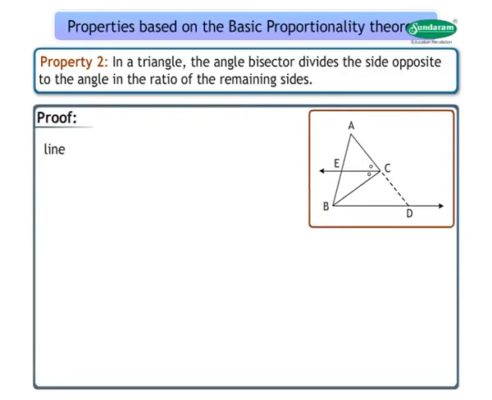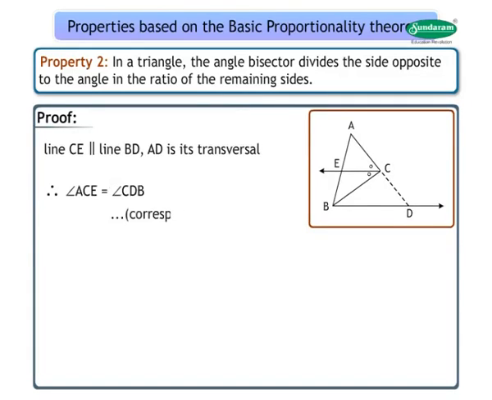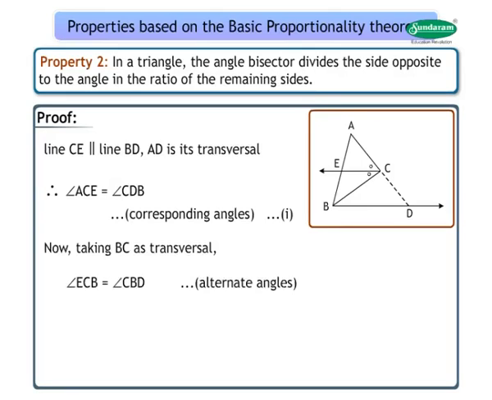Proof. Line CE is parallel to line BD and AD is its transversal. Therefore, angle ACE is equal to angle CDB as they are the corresponding angles. Let us mark this statement as 1. Now, taking BC as a transversal, angle ECB is equal to angle CBD as they are alternate angles. Let us mark this as statement 2.